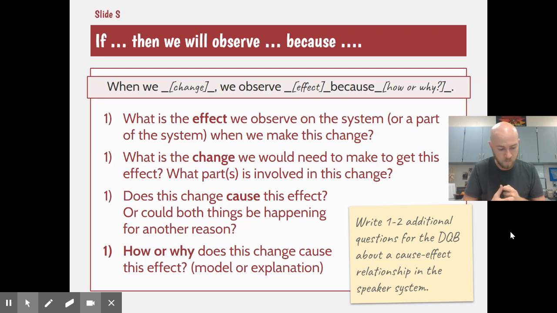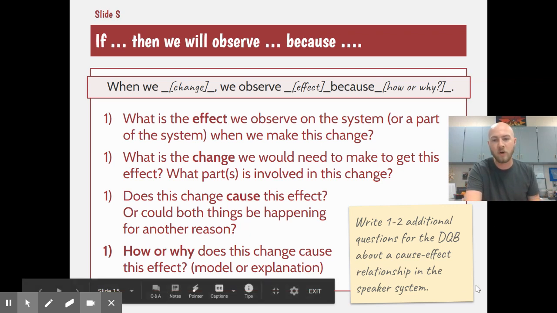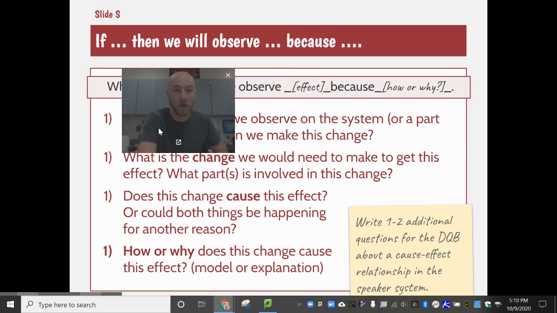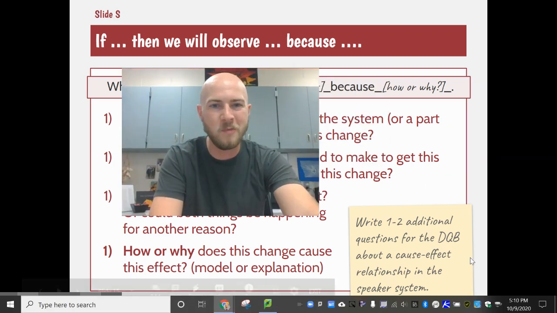Okay. All right, so before we move on here, the next part of this task is that you need to write 1 to 2 additional questions for our driving question board using the cause and effect relationship in the speaker system. You'll find that using the Padlet link. So please go to the Padlet link, follow your directions, and write 1 to 2 additional questions for our driving question board using the cause and effect relationship in the speaker system. Again, that's on the Padlet, and I look forward to seeing the questions you're able to make. You are now good to move on to your next task.